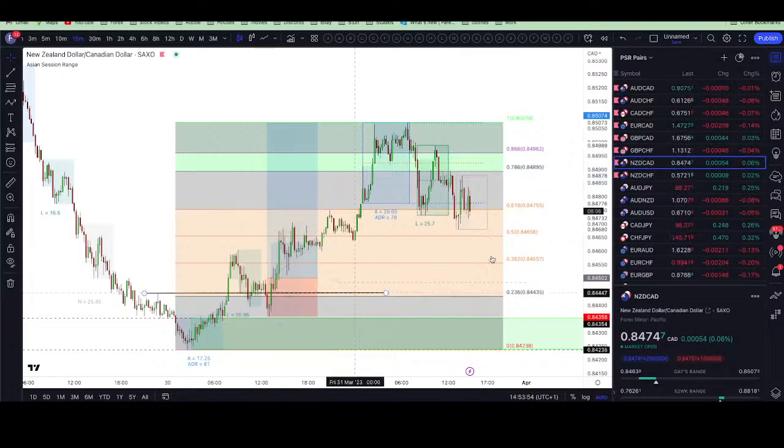So the same with NZD CAD, you need it to go to the 382 before we can find a possible buy continuation. So it doesn't look like we're going to get too much probably today. There wasn't a lot of chart movement really.